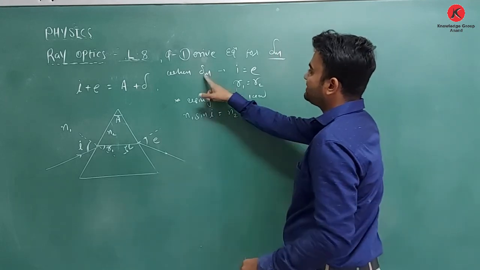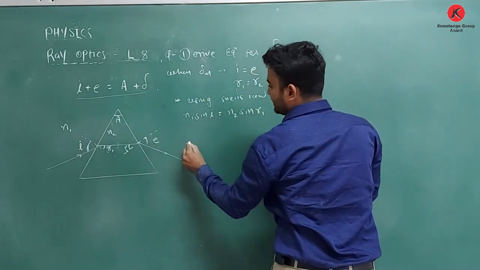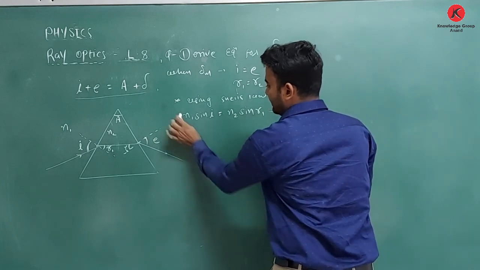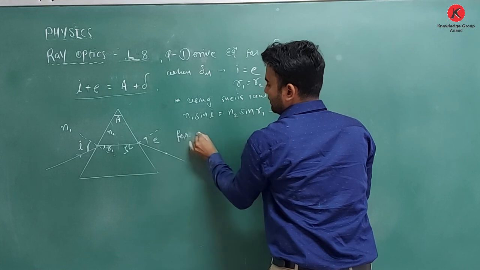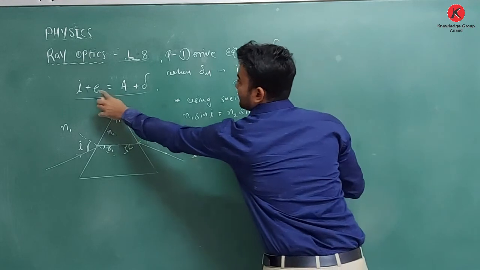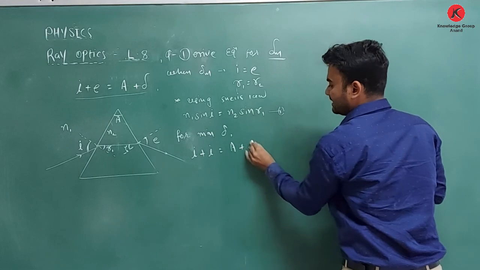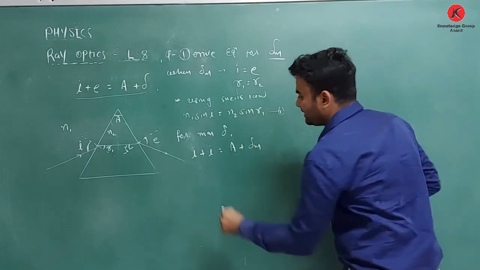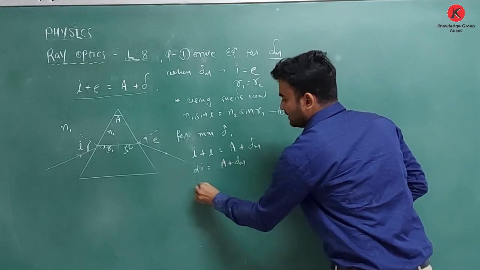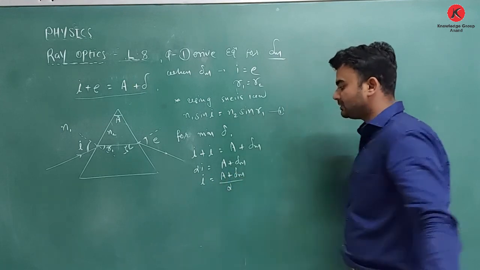If delta is delta minimum, I is equal to E. So from this I can write, equation number 1: for minimum delta, I plus E is equal to A plus delta minimum, so 2I is equal to A plus delta minimum. So I is equal to (A plus delta minimum) divided by 2.